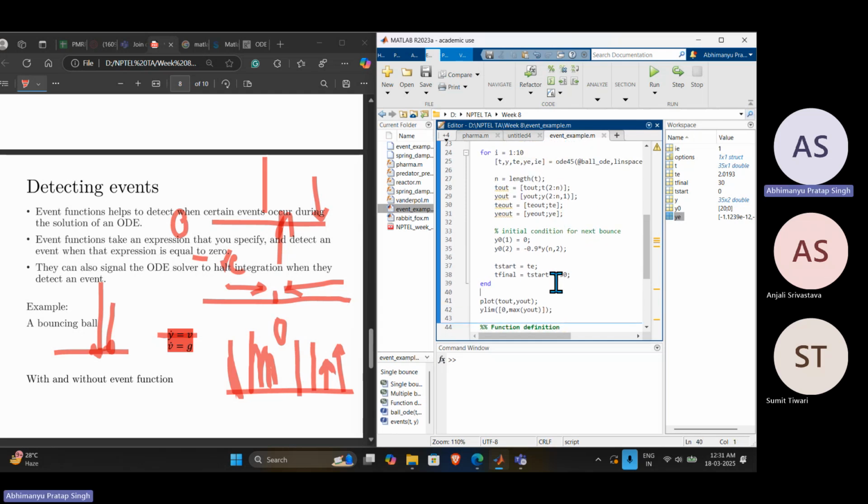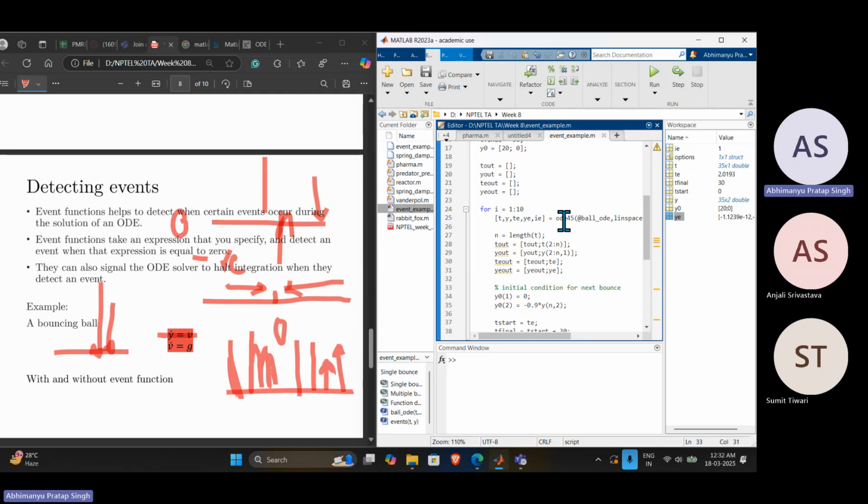Any doubt what I'm doing over here and why I'm doing it? No doubt? Okay. This is just the conservation of momentum. Yeah. So I will run this.